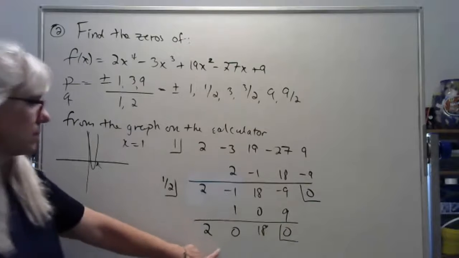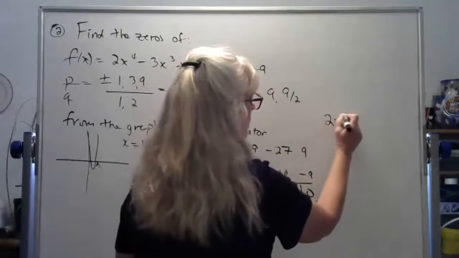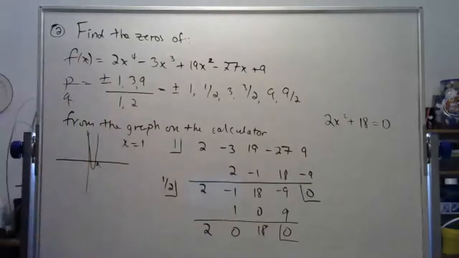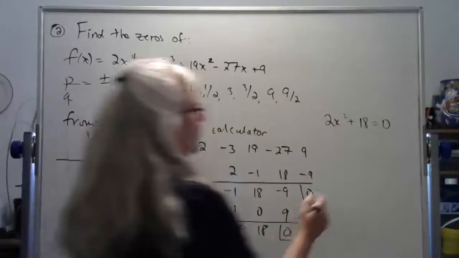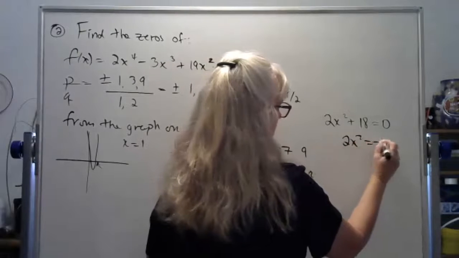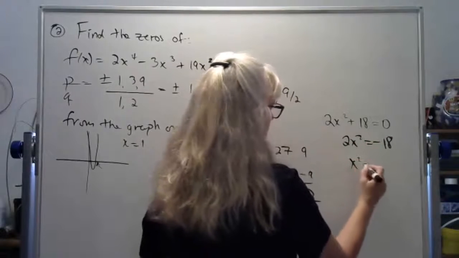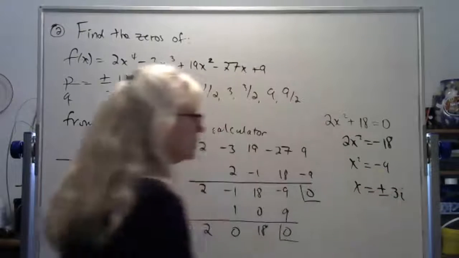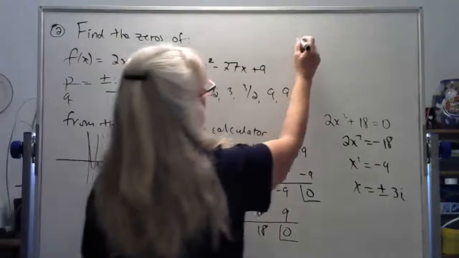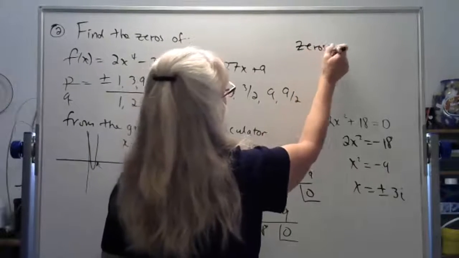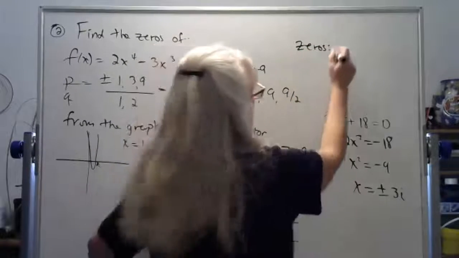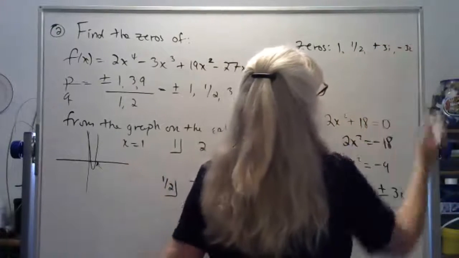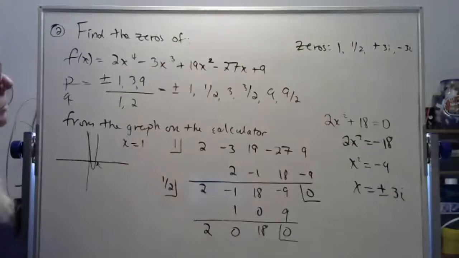Okay, what's left down here is our 2x squared plus 18 equal to 0. Now we can just solve that. So we'll get 2x squared equals a negative 18. x squared is going to be a negative 9. So x equals plus or minus 3i. So to summarize, so that we have all our answers, our zeros are 1, 1/2, positive 3i, and negative 3i. So 4 zeros, just like we were expecting.